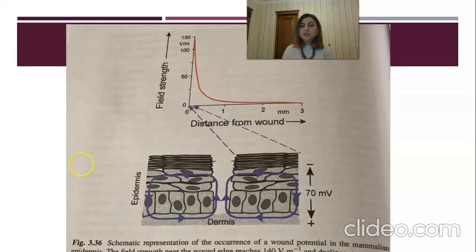And this wound potential does not only occur around the corneal epithelium. It also takes place in mammalian skin between the epidermis and the outer layer of the dermis, and this wound potential is equal to 70 millivolts. The field created due to this potential can reach a maximum of 140 volts per meter, and as you notice from the given picture, it diminishes depending on distance beneath the surface. It is maximal at the surface and decreases with distance.